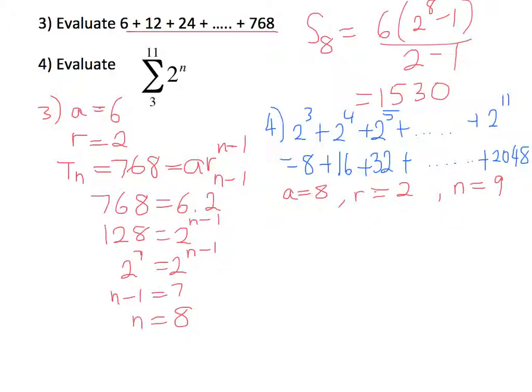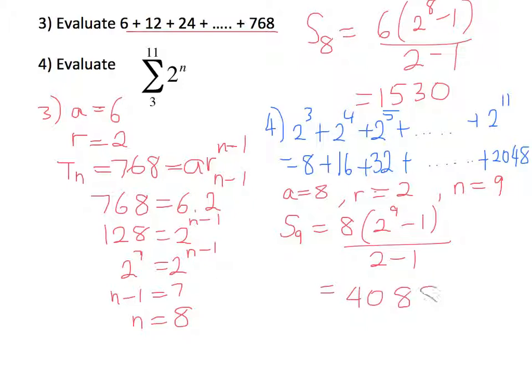Okay, and then we can use the formula for the sum of 9 terms, where 8 is the first term. We've got 2 to the power of 9 minus 1 on 2 minus 1, just using the formula for the sum of n terms, which is 4,088. That's it.